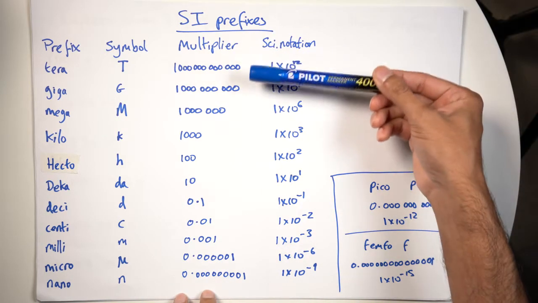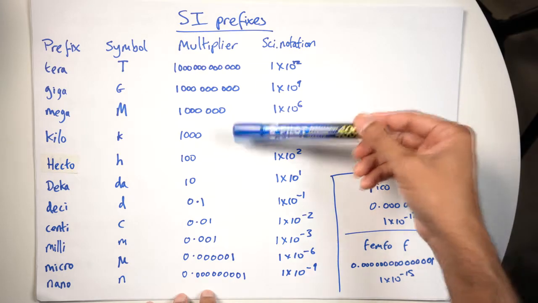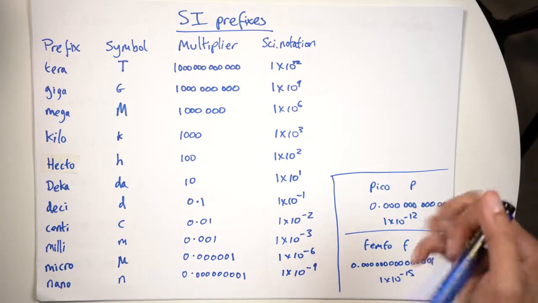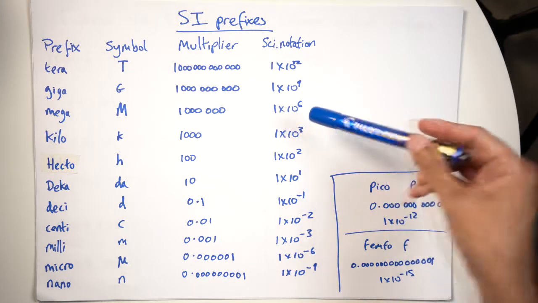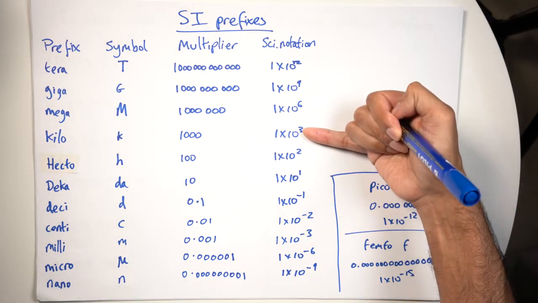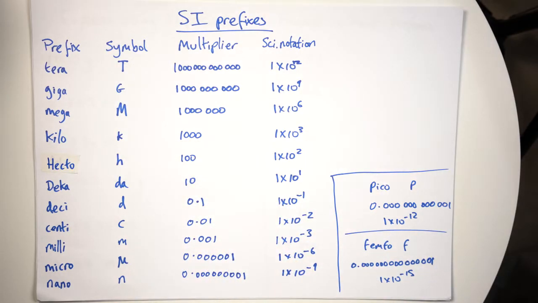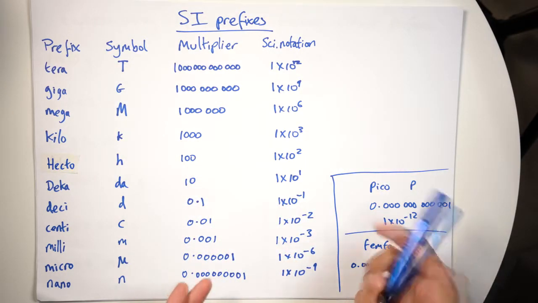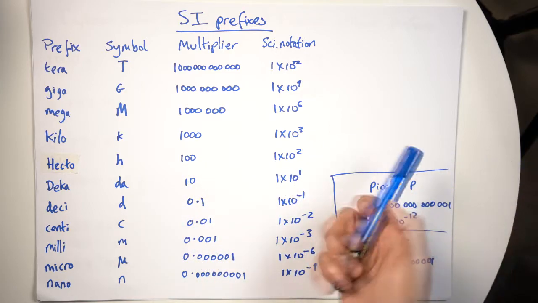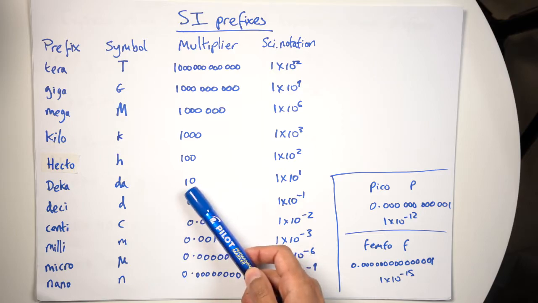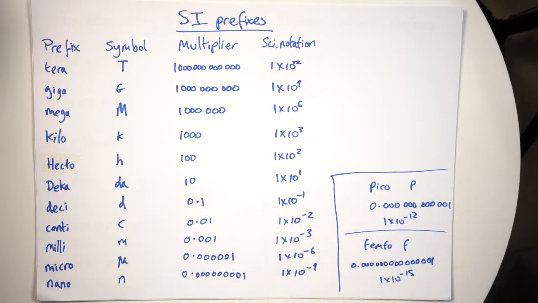So tera, giga, mega. Kilo is 1,000. So if you've got a kilogram, it's 1,000 grams. It's 1 times 10 to the power of 3. Remember that power of 3 means you've got 3 zeros on the end. Then we've got hecto, 100, 1 times 10 to the power of 2. Deca, which is DA, which is the multiplier of 10, or 1 times 10 to the power of 1.